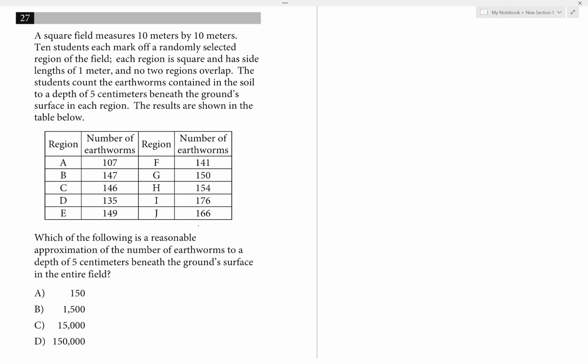Okay, so for this question, we kind of have to understand the big picture here, right? What are they trying to do here? So this is a little bit confusing, just trying to understand what's going on here.